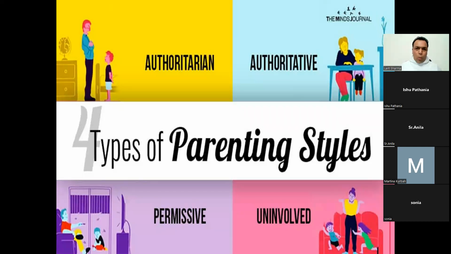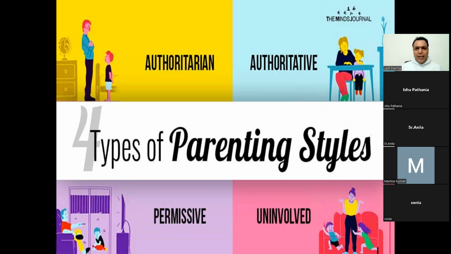Authoritarian, one type of parenting style. Authoritative, second type of parenting style. Third parenting style is permissive, then uninvolved, right? So first, guys, we will discuss authoritarian, then permissive, then the uninvolved parenting style, and lastly we will discuss the authoritative parenting style, right?